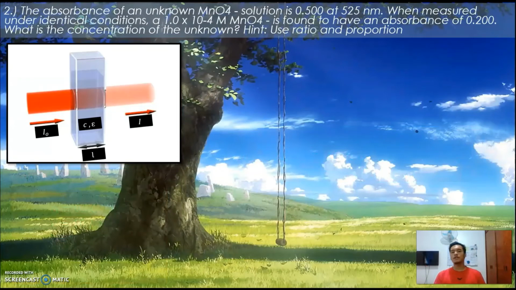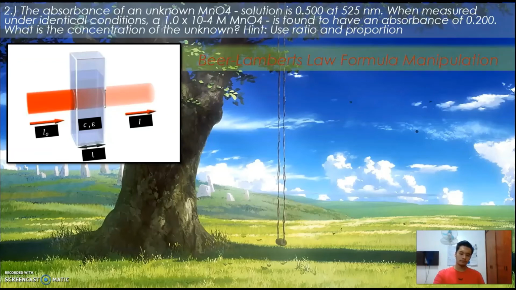The absorbance of an unknown MnO4 negative solution is 0.5 at 525 nm. When measured under identical conditions, a 1 times 10 to the negative 4 molars MnO4 negative is found to have an absorbance of 0.2. What is the concentration of the unknown? We're given a hint on how to solve this problem. We need to use ratio and proportion. So, how can we solve this?